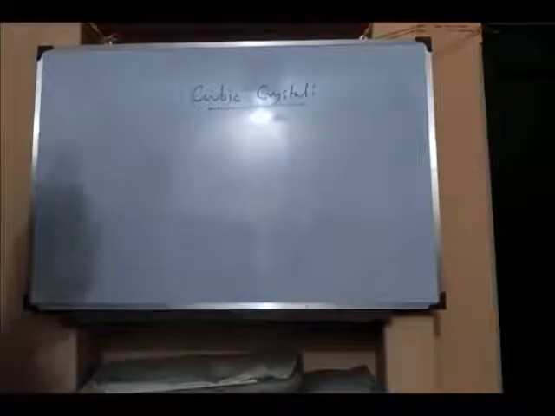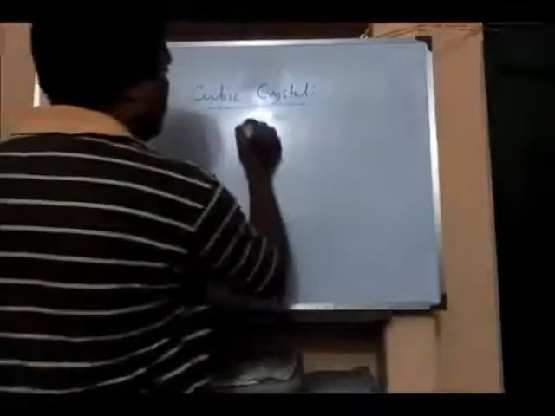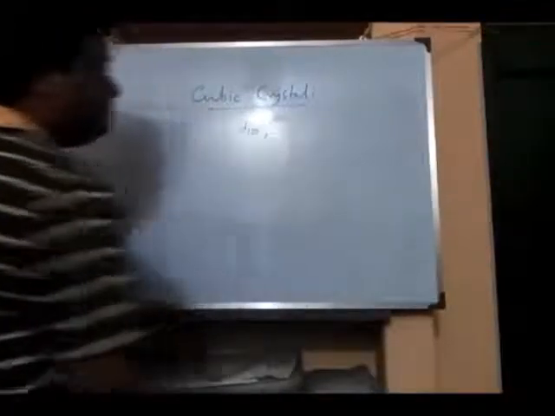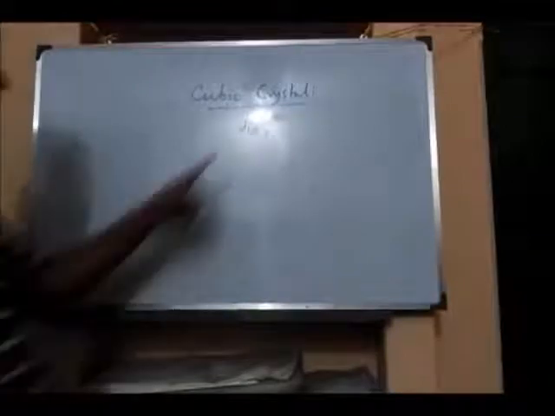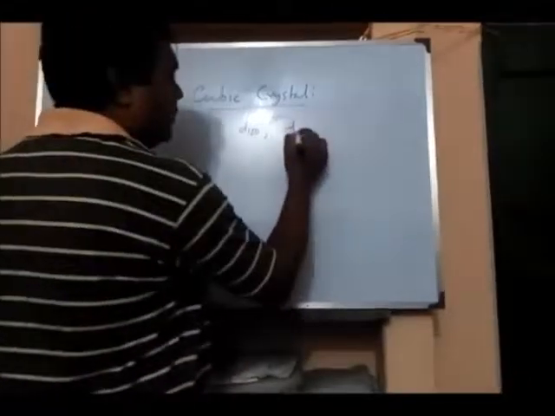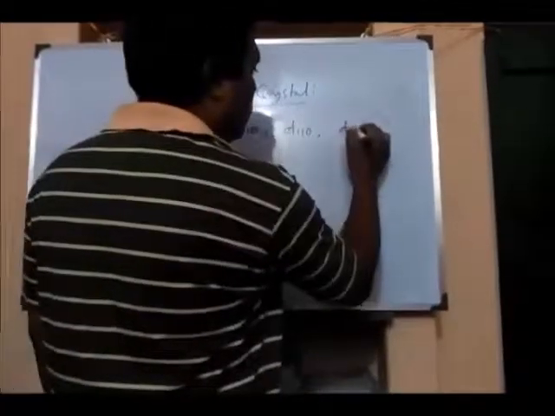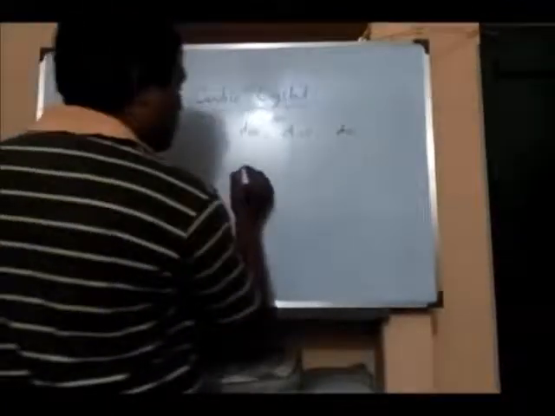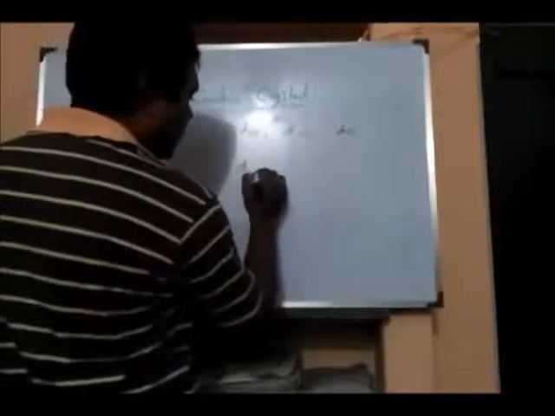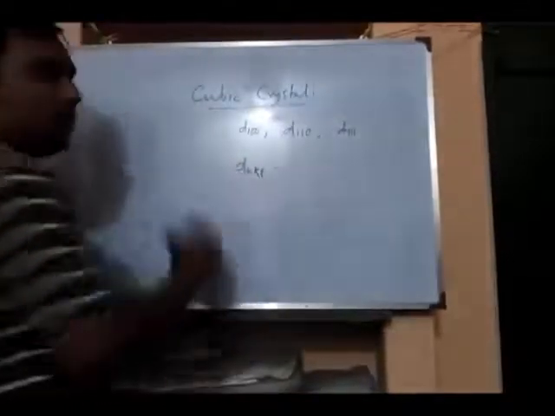Now, what is the interplanar spacing of D100? This is the family of planes of 100, D110, and D111. These three planes do not have the same interplanar spacing. So what is the formula? The formula is DHKL, where HKL are the Miller indices.